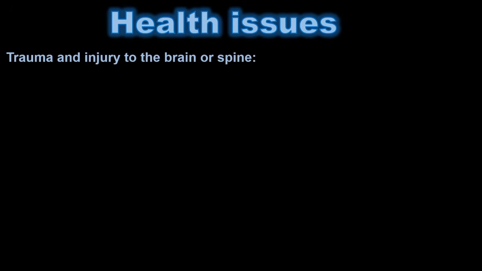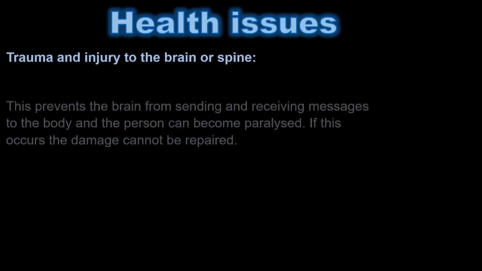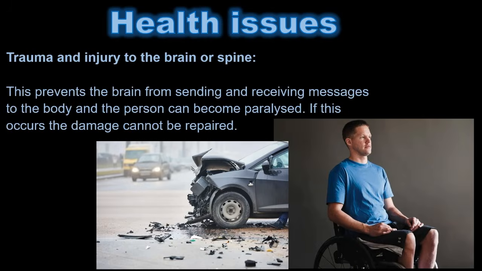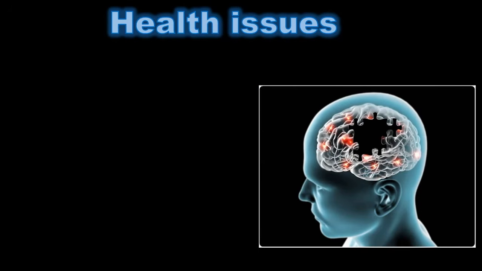Health issues related to the nervous system. Let's have a look at trauma and injury to the brain or the spine. This prevents the brain from sending and receiving messages to the body, and a person can be paralyzed. This occurs because of damage to our nerve cells. This all depends on where the damage occurs in the spine or the brain, and that will determine the severity of the injury or the trauma.